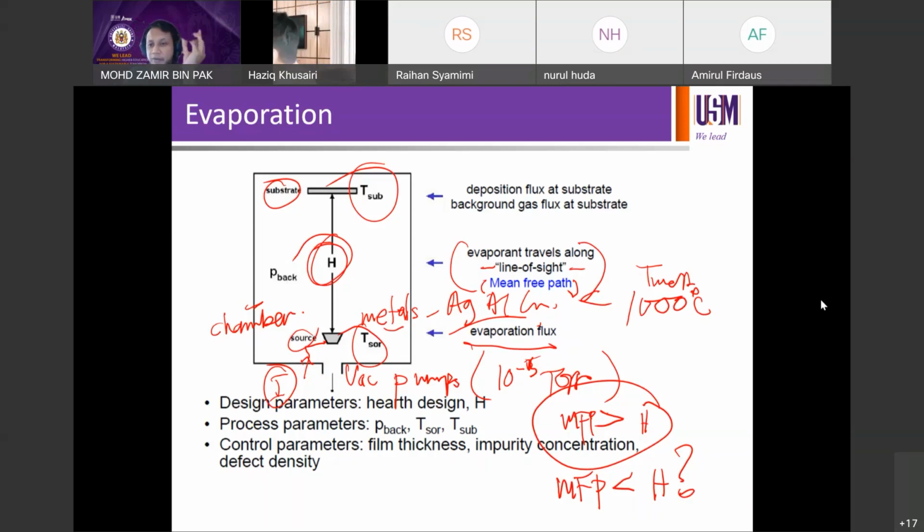MFP less than H. Cuba tengok tu, dia punya diagram tu. Apa jadi? Juaria. What do you think, Juaria? MFP less than H. Mean free path of the particle, material yang kita nak evaporate tu, less than H. H is the separation distance. Mean free path is the maximum distance it can travel.